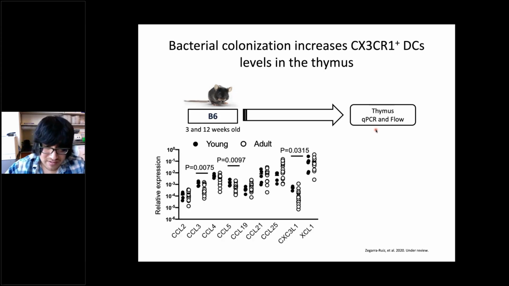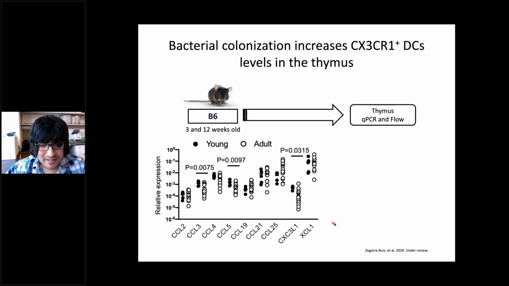So to figure this out, we collected the thymus of mice at weaning or at 12 weeks of age, so basically young versus adult, and we enriched for the epithelial part of the thymus. So basically, we got rid of most of the CD4 and the CD8 and the double positive cells, and we used the enriched epithelial thymus to perform a chemokine analysis using qPCR.